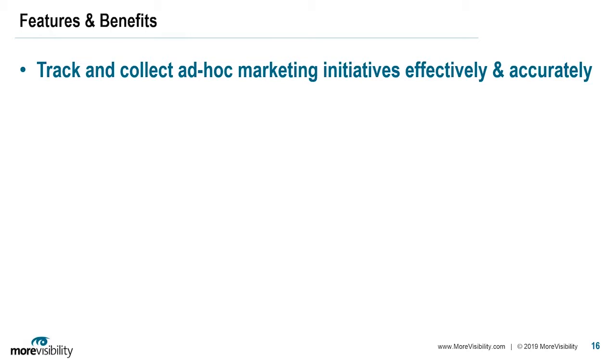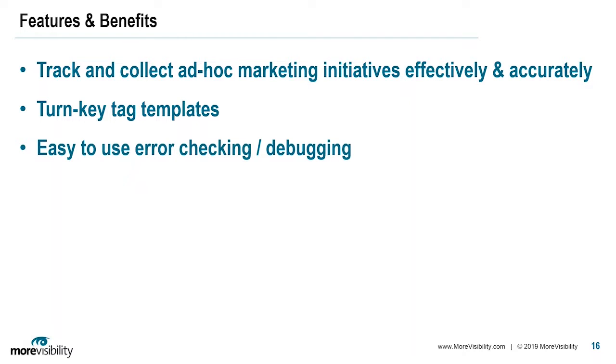So some of the benefits of Google Tag Manager is that you're able to track and collect those ad hoc marketing initiatives effectively and accurately, which is always great. You have turnkey tag templates that are available in Google Tag Manager right off the shelf. So no need to worry about getting custom HTML or coding experience. These tag templates are already available in there for you. Another feature that Google Tag Manager has is an awesome, easy to use error checking and debugging mode. So although you might be very perfect in the way that you code or create tags for your website, having this error checking and debugging to always double check is always great to have.